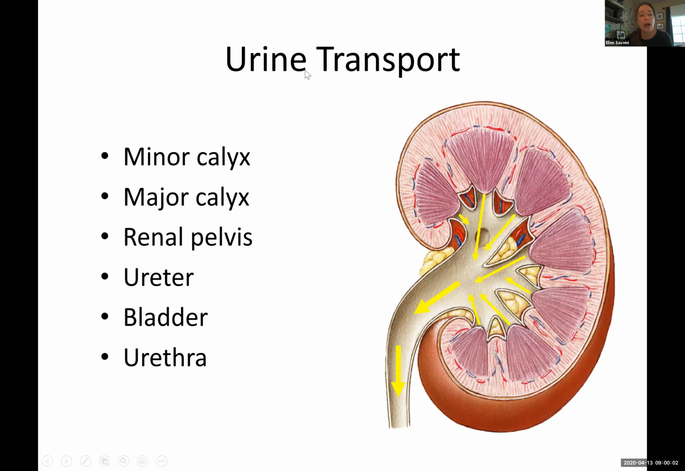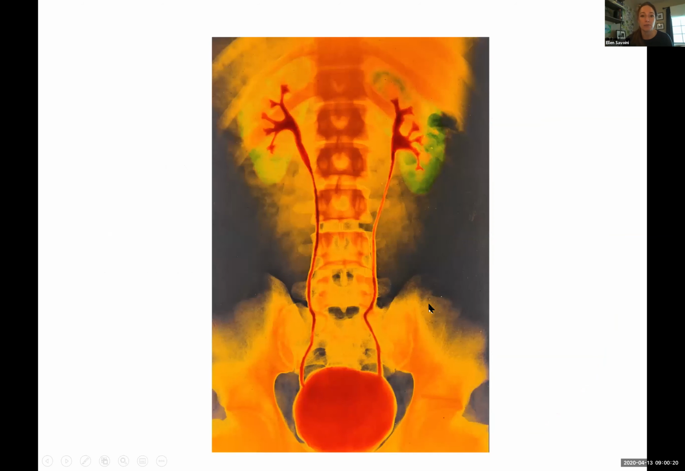So how do we transport urine? We've already talked about it. From the minor calyx, that's here, into the major calyx, into the renal pelvis, into the ureter, down into the bladder, and then out of the body via the urethra. So, another really cool picture: we can see minor calyces, major calyces, the renal pelvis, and the ureters going down.